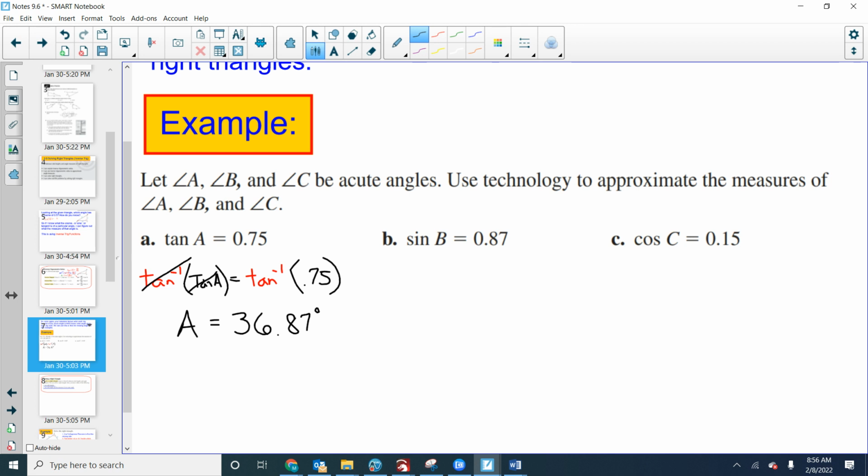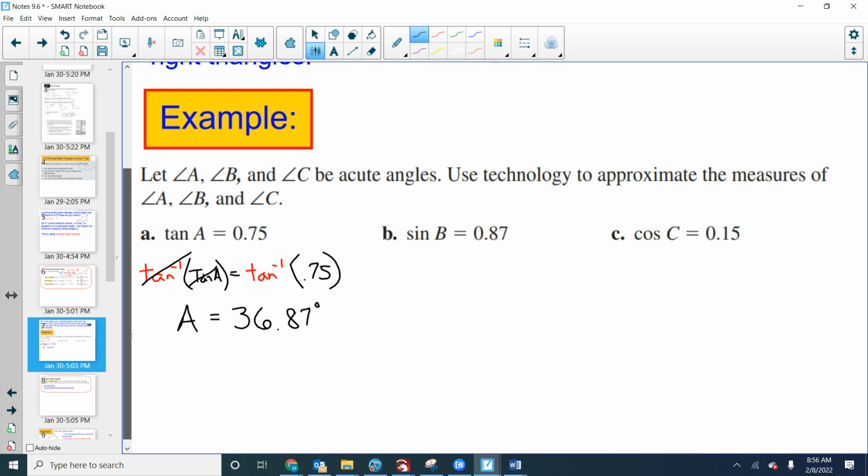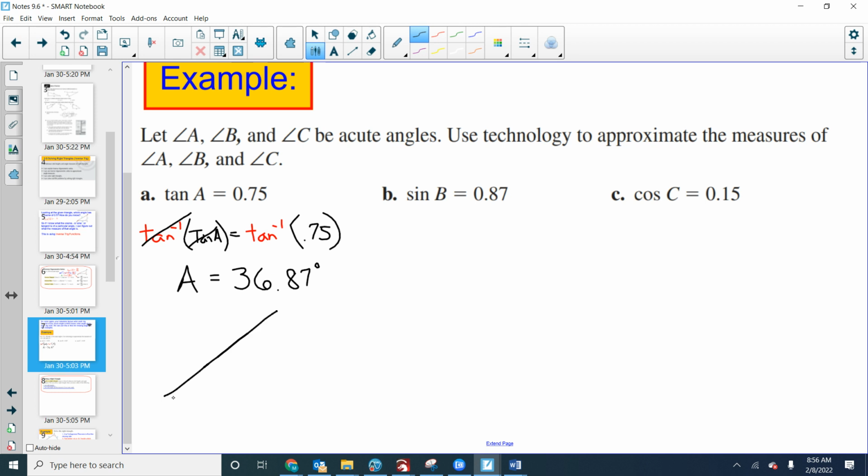Now, what does this mean? Real quick, it's important you guys understand this. Here's a triangle. Here's a right triangle. This is only used for right triangles for now. This is saying, if this is angle A, the opposite to adjacent ratio is 0.75. I can think of some sides that have a ratio of 0.75.